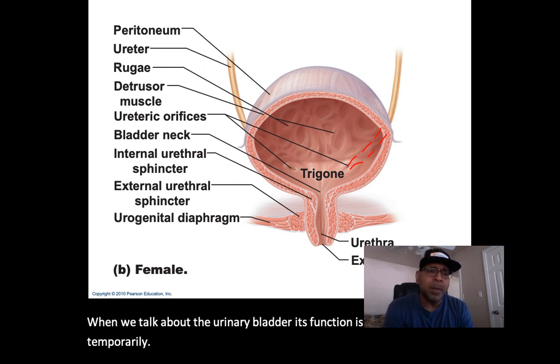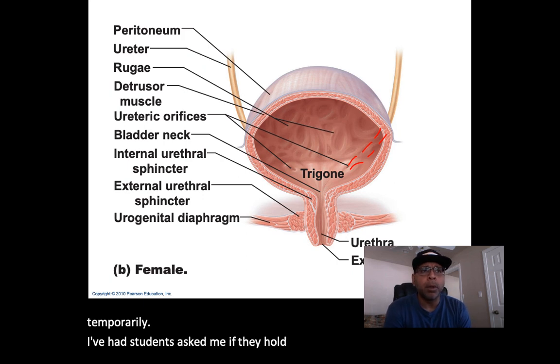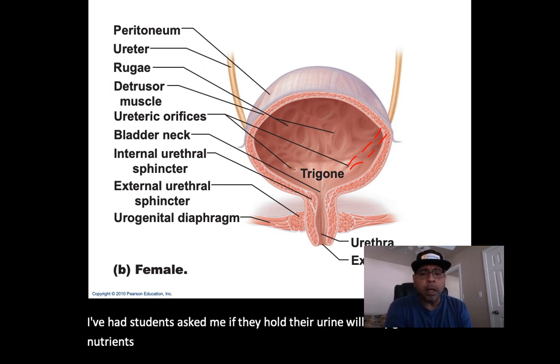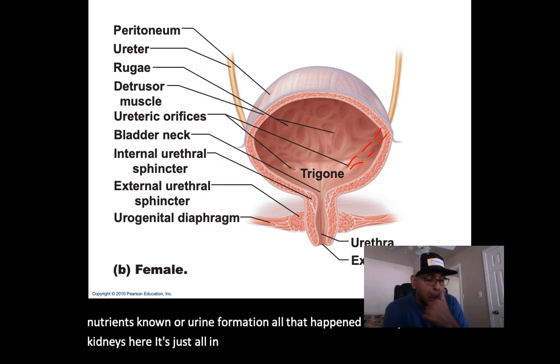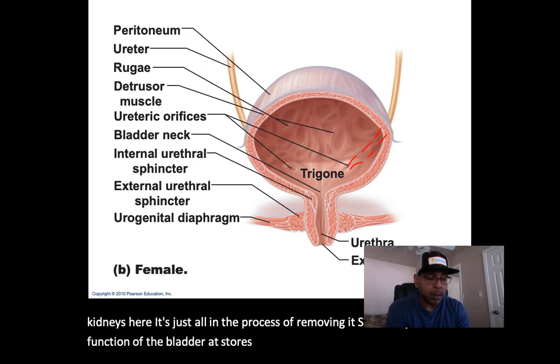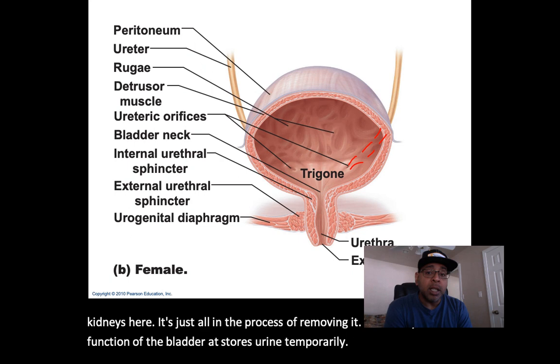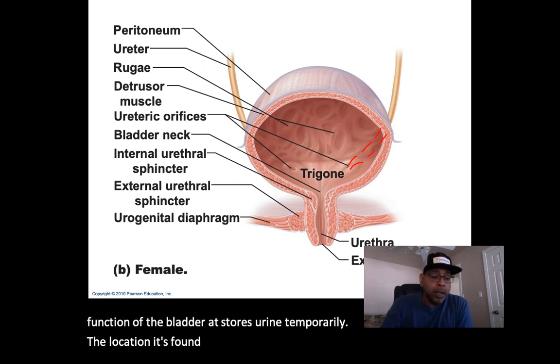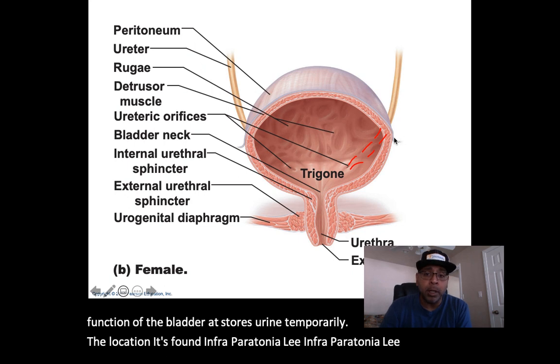I've had students ask me if they hold their urine, will they get more nutrients? No. Urine formation, all that happened already in the kidneys. Here, it's just all in the process of removing it. So when you talk function of the bladder, it stores urine temporarily. The location, it's found infraperitoneally on the pelvic floor. And here you can see that peritoneum.